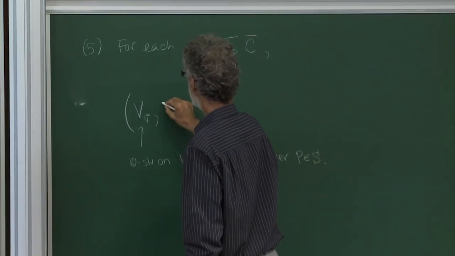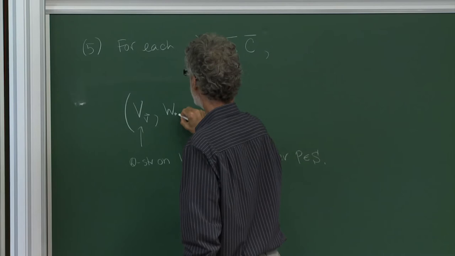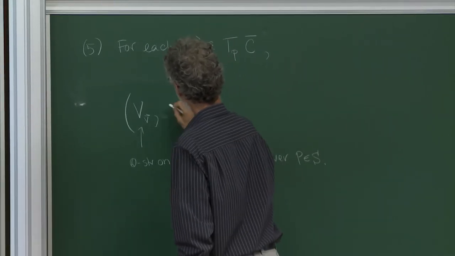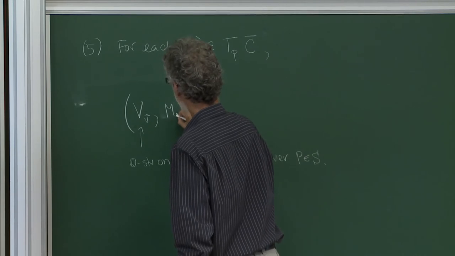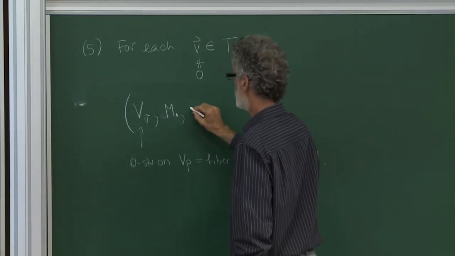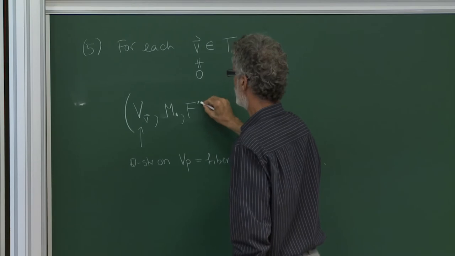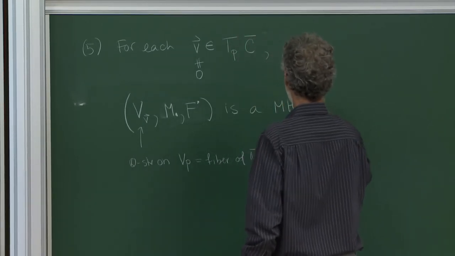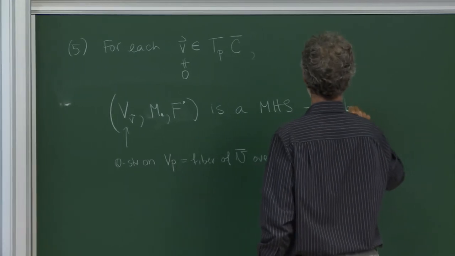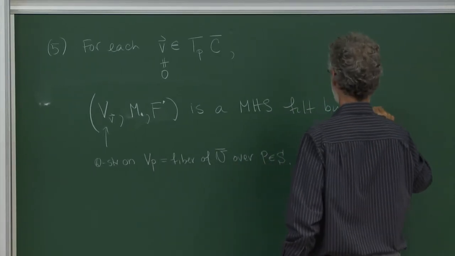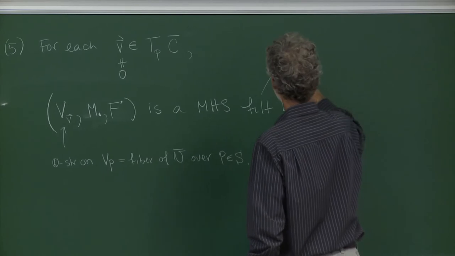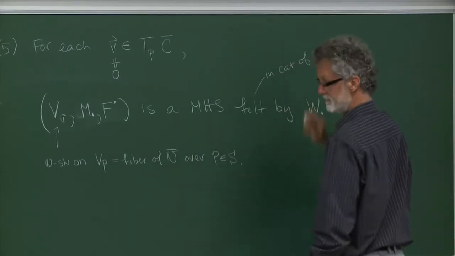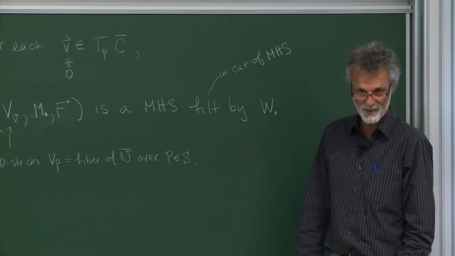Then with the weight filtration and the Hodge filtration, I want to take M dot. This is the relative weight filtration, and F dot is a mixed Hodge structure filtered by W dot, filtered in the category of mixed Hodge structures. So it's a more complicated structure.